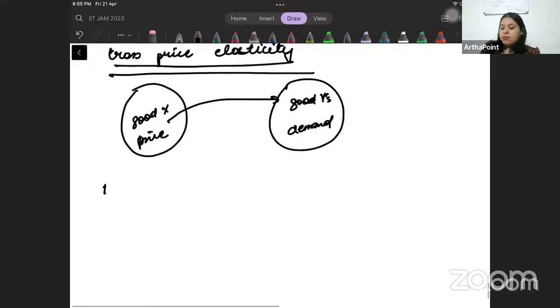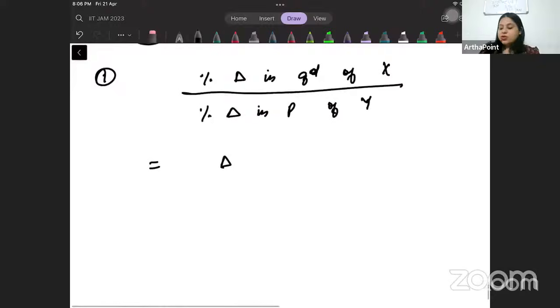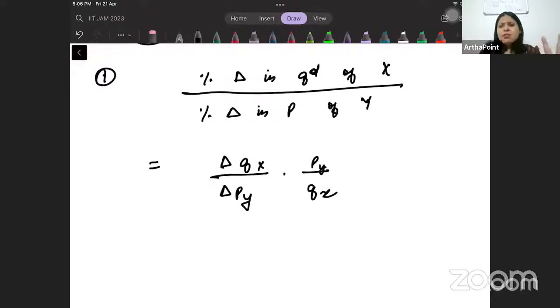So beta, if we talk about the formula, it is percentage change in quantity demanded of good X due to percentage change in price of good Y. So how can I write that down? It will be beta, very simple: change in QX by change in PY into PY by QX. Same as the elasticity formula. It's just that in this case, I am taking demand of good X and price of good Y.